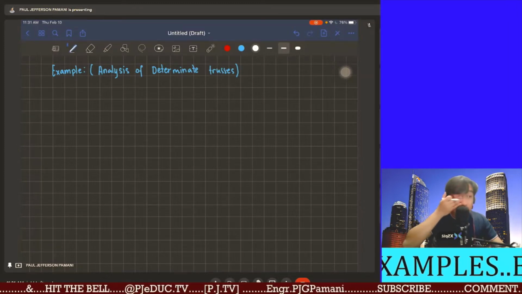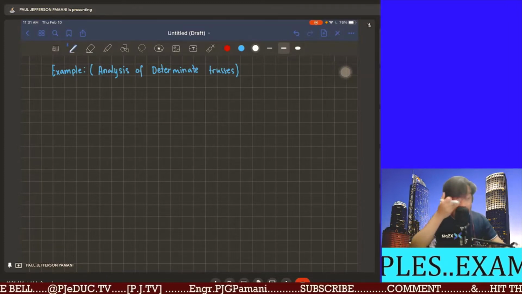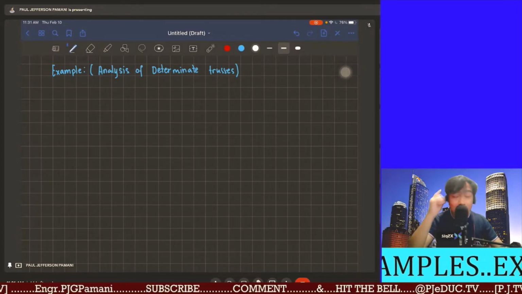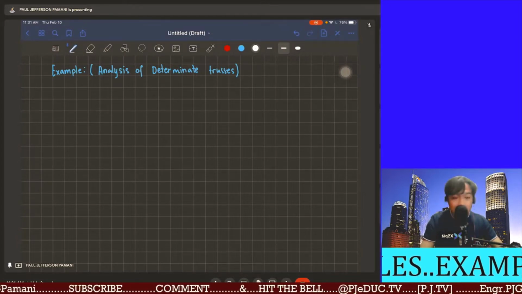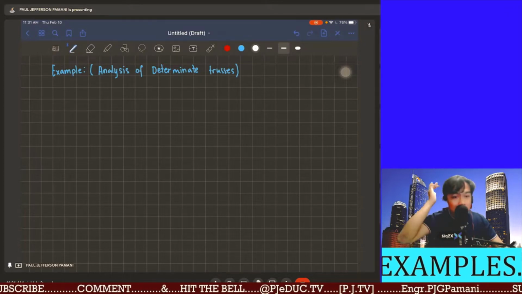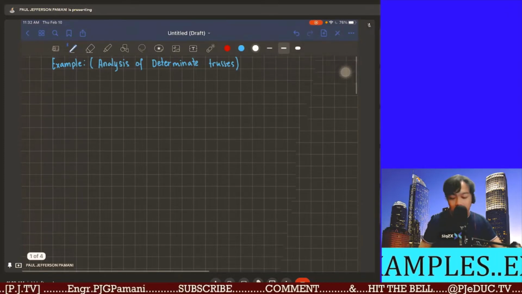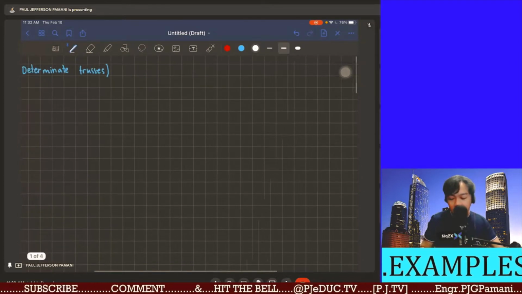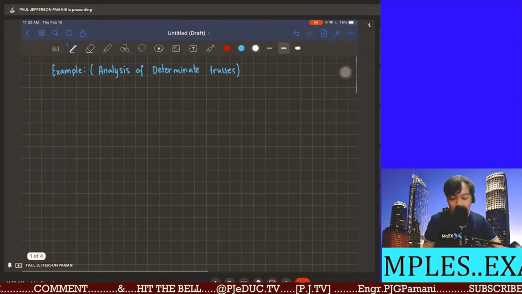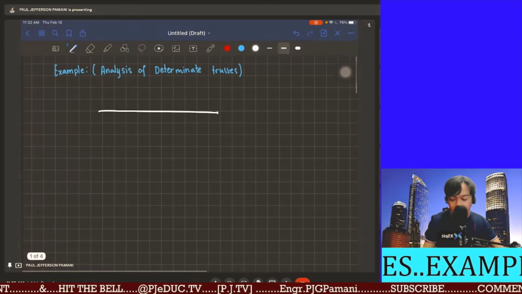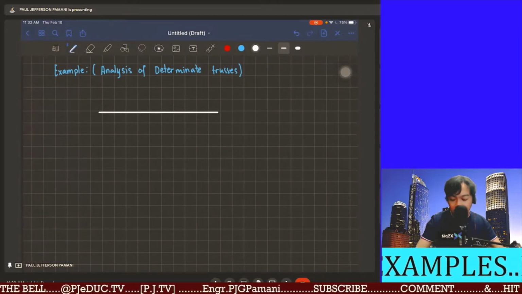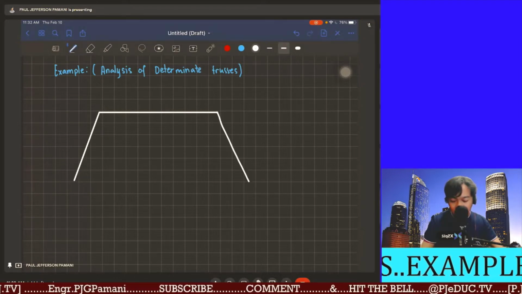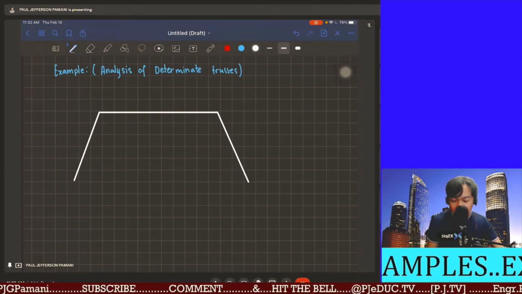Because as much as possible, we should finish today's example so that you can take the quiz or problem set on Saturday. So for instance, if I have this particular truss system, I will make a random truss system as shown here. Random lang.